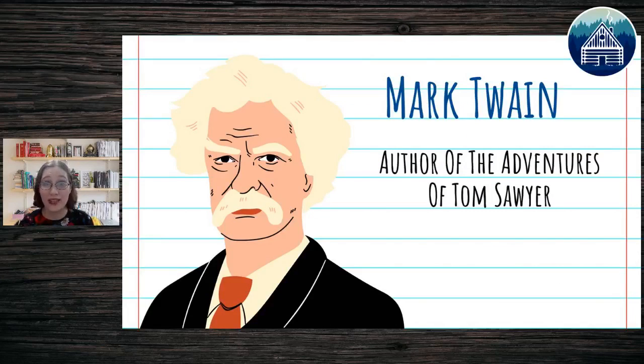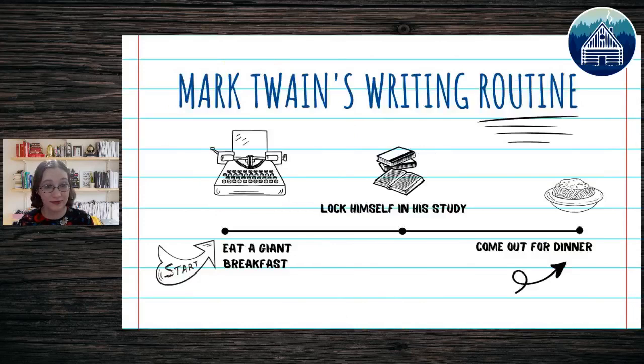So we're going to be diving into each one of the authors that I talked about earlier, learning what we can from their writing routine and their writing space. Mark Twain is most famously the author of The Adventures of Tom Sawyer. His writing routine was fairly simple. He would eat a giant breakfast, and he emphasized that food was very important to fuel your brain.